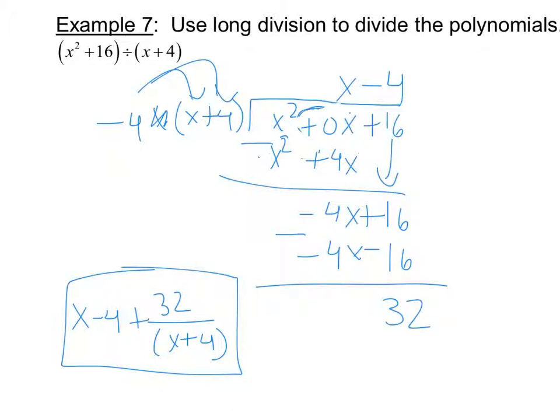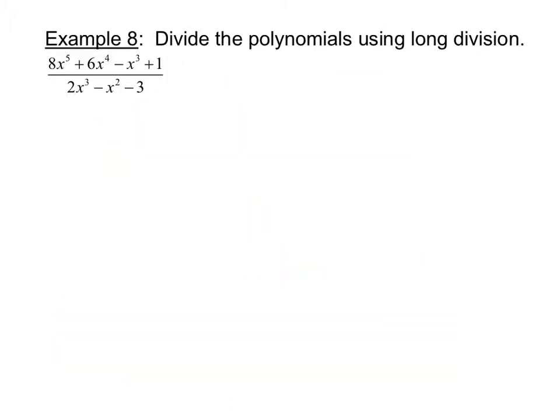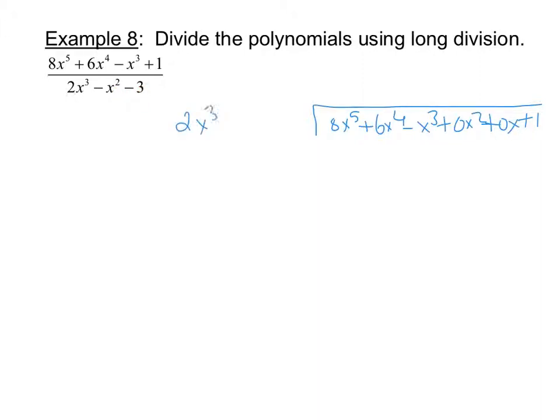Let's take a look at some more. Alright, so here's the tough one. See how we have to the 5th power, to the 4th power, to the 3rd power, but we don't have to the 2nd power, to the 1st power? So watch how I write up what's going to go underneath here. 8x to the 5th plus 6x to the 4th minus x to the 3rd plus 0x squared plus 0x plus 1. And if I look down here, see how you have x to the 3rd, x squared, but no x? So watch. Outside it's got to go 2x to the 3rd minus x squared plus 0x minus 3.